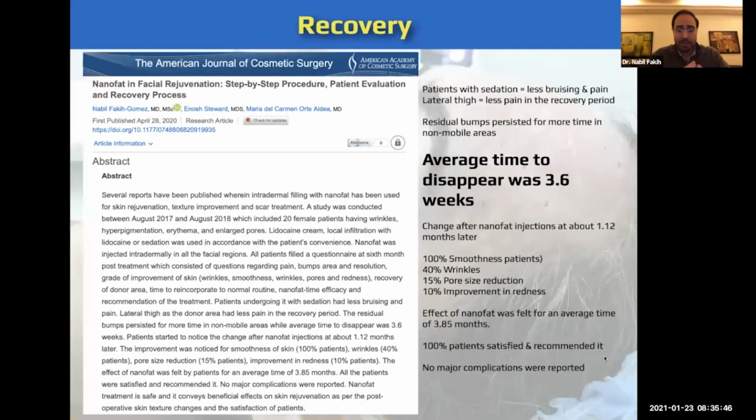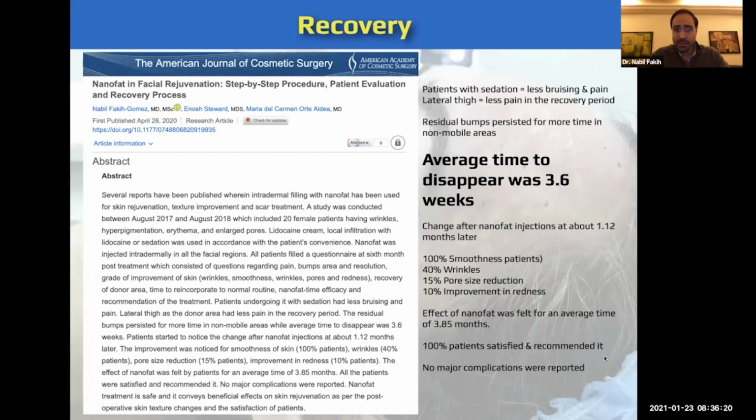And I published an article in 2020 regarding nanofat in facial rejuvenation, a step-by-step procedure, patient evaluation and recovery process. And the issue is that many surgeons worldwide have been seeing the technique on YouTube, and they went and did it. And what happens after 2 weeks, they still have some bumps on their faces. They were very worried, and everyone texted me, hey, when do the bumps disappear, since you're injecting very superficially intradermal, and they were so upset with this.